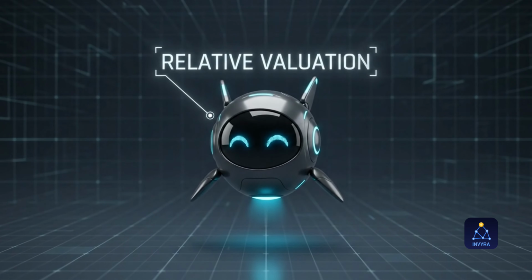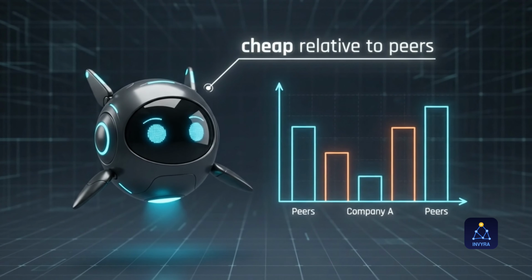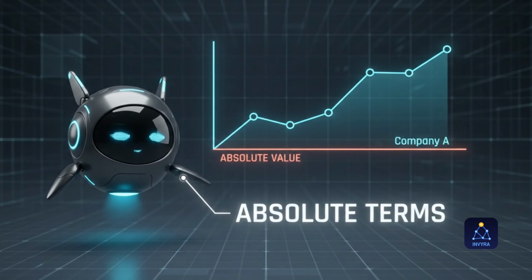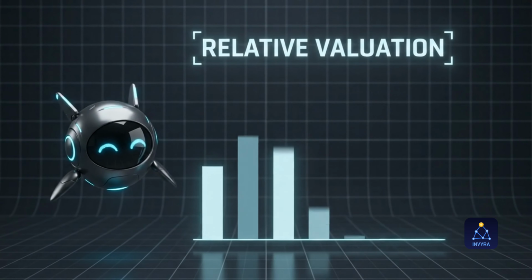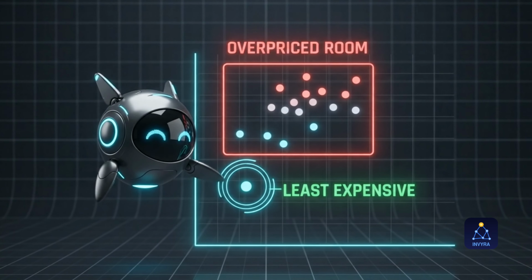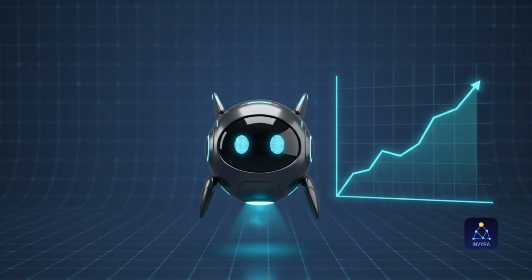And this is where relative valuation starts to show its limits. It tells you whether something is cheap relative to peers, but not whether it's cheap in absolute terms. If the whole sector is running hot, relative valuation just tells you who's the least expensive in an overpriced room. To answer the real question, what is this business actually worth, you need the third method.